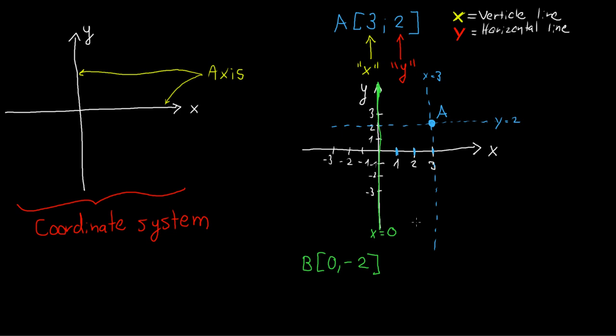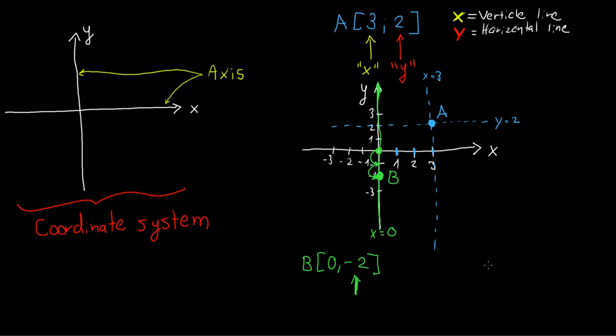However, we don't have a perfect 0, 0. We have -2. We have to travel from this point 1 and 2 times down. So this point is our B.